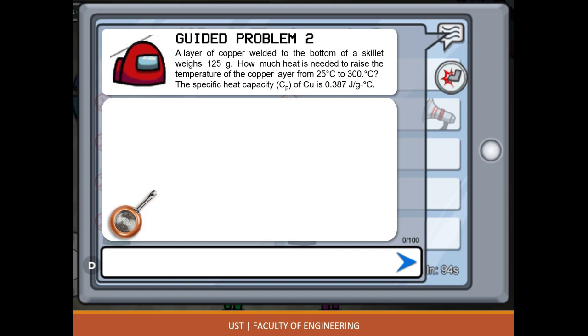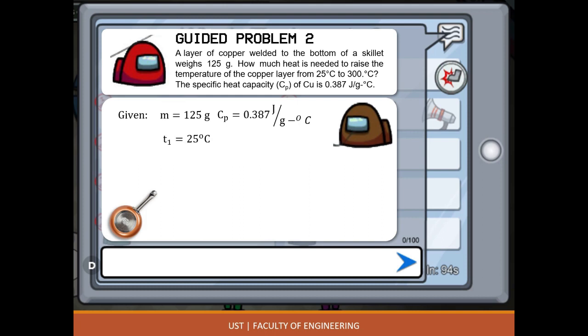How much heat is needed to raise the temperature of the copper layer from 25 degrees Celsius to 300 degrees Celsius? The specific heat capacity, Cp, of copper is 0.387 joules per gram per degree Celsius. The given values are M1 equals 125 grams, Cp of copper equals 0.387 joules per gram per degree Celsius, T1 equals 25 degrees Celsius, T2 equals 300 degrees Celsius, and we are required to calculate the amount of heat needed to raise the temperature of copper.